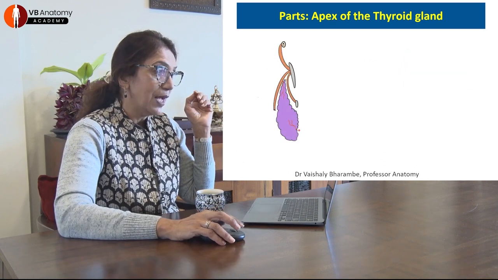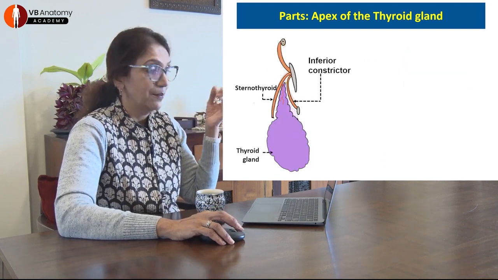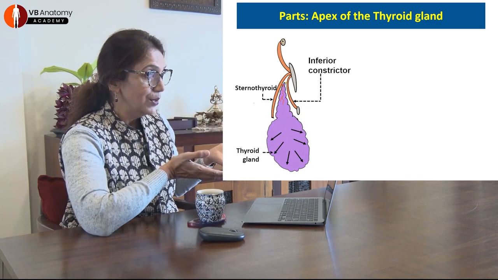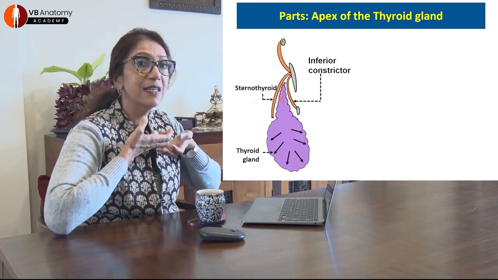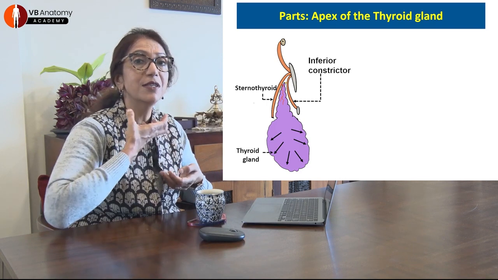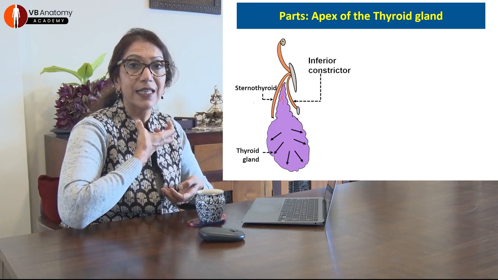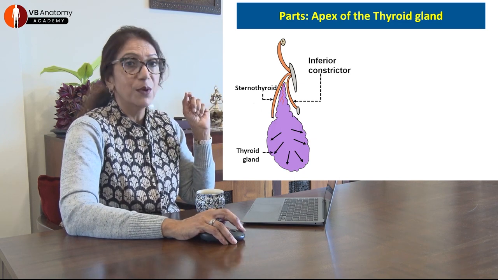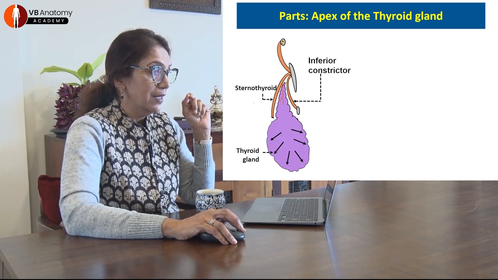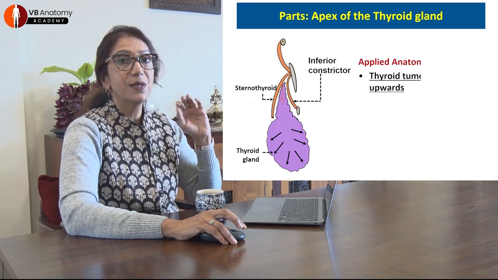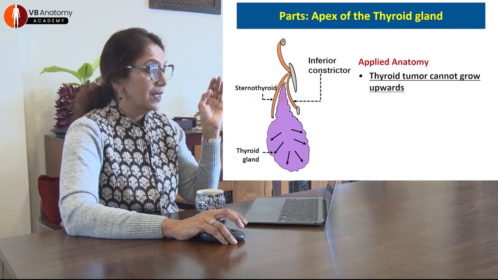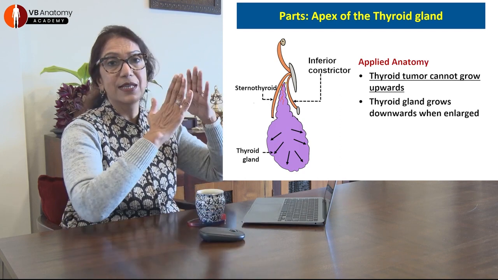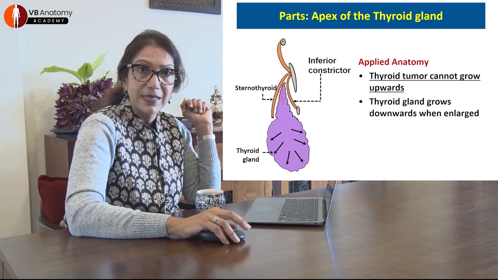Now see if your thyroid gland decides to expand. Can it go up? No, it can't. So what does it do? It descends down. That's the reason why so often you find patients with thyroid glands hanging in their neck, because they cannot grow up. Okay? So now what is the lesson we are learning here? That thyroid tumors cannot grow upwards. They grow downwards when enlarged. Why can they not grow upwards? Because they are sandwiched between our two muscles.